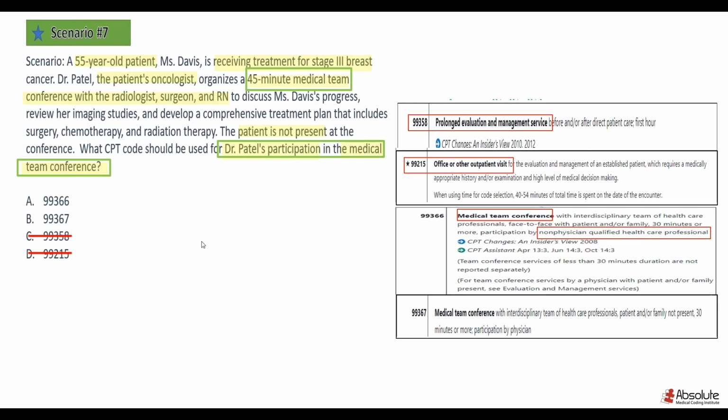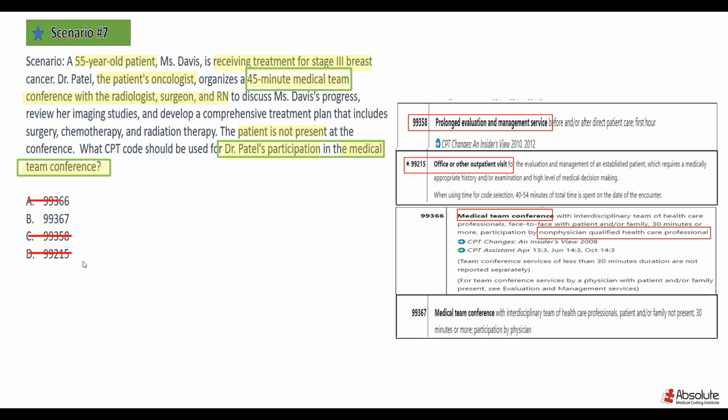No, it was clearly documented that the patient is not present in this medical team conference and/or participated by a non-physician qualified healthcare professional. So it's not a QHP, it's not a non-physician QHP who participated. It's a physician who participated in this medical conference as well. So option A is incorrect on two points. Patient or the family was not present. Second, it was a medical team conference with Dr. Patel's participation in it, who's a physician.